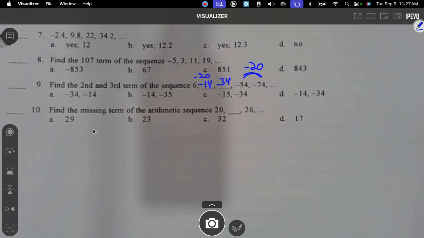The next one's easy. How do you find the missing middle term? Add them and divide by 2. You find the average. And what did y'all get for that one? 23. Yeah, it's B.